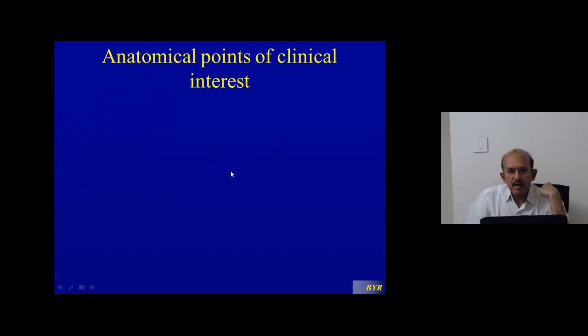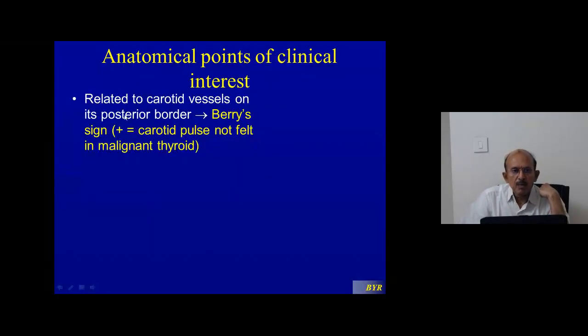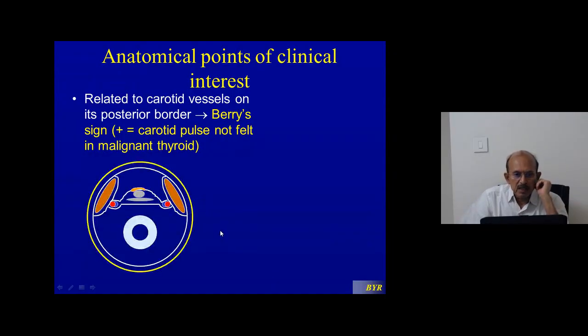The anatomical points of clinical interest. Next, we'll continue. Related to carotid vessels on its posterior border. We have seen the posterior border lies over the carotid sheath. That's why it gives the sign of Berry's sign. I hope all of you know how to elicit Berry's sign. Anyway, I will just explain it.